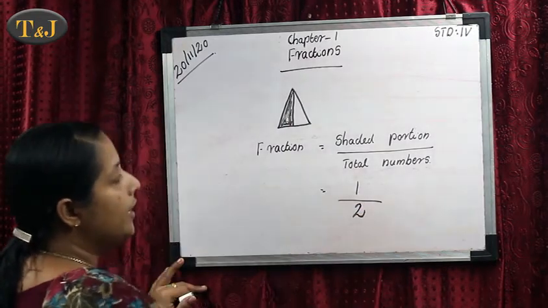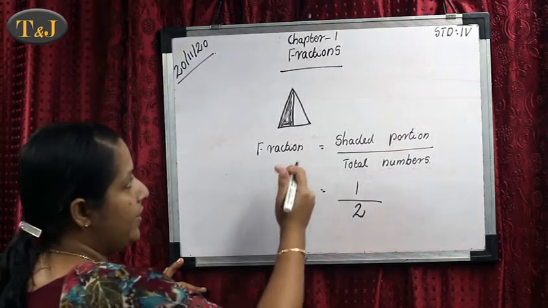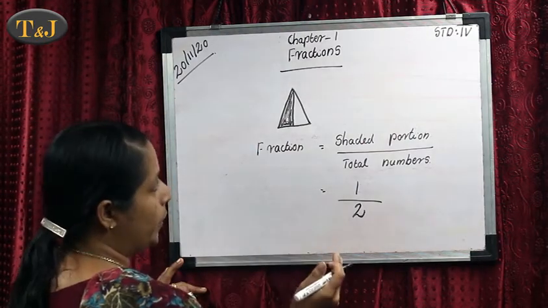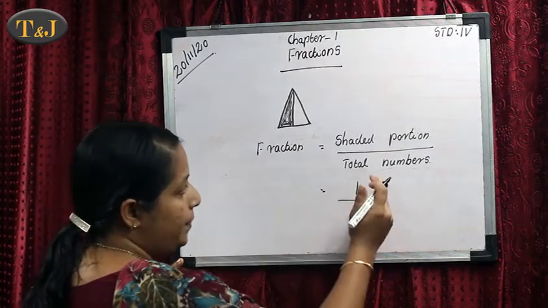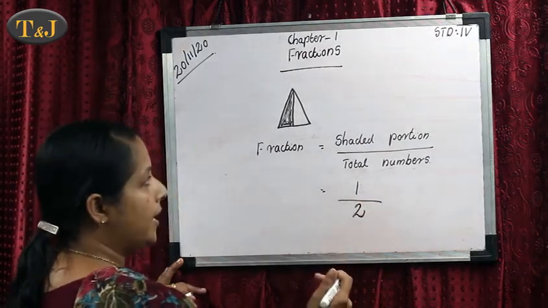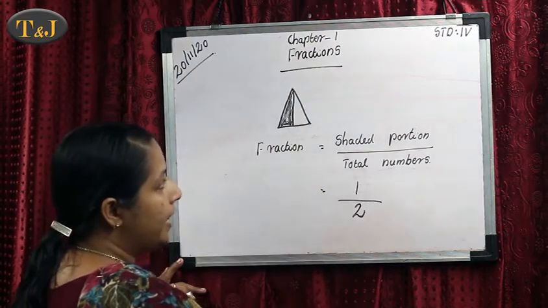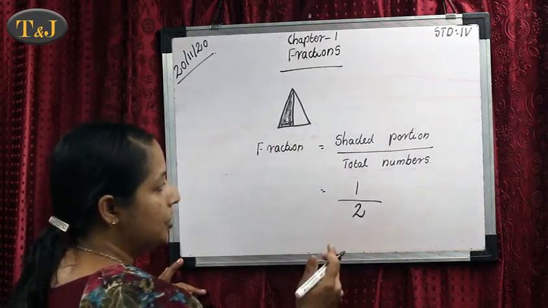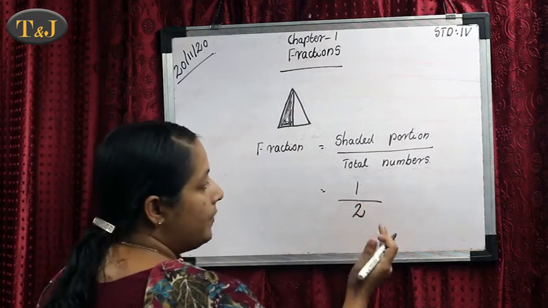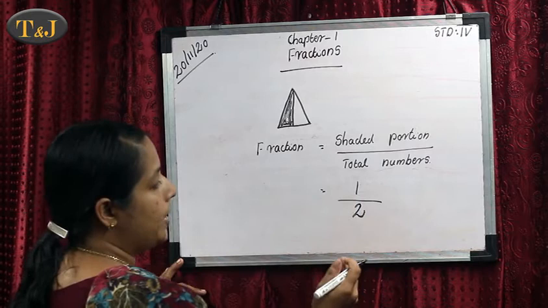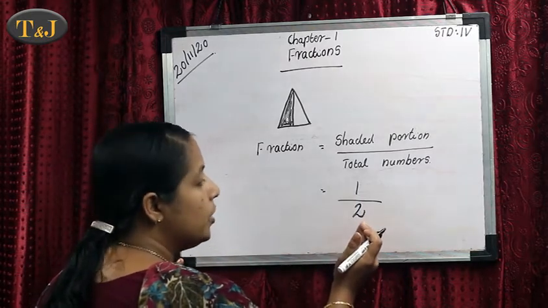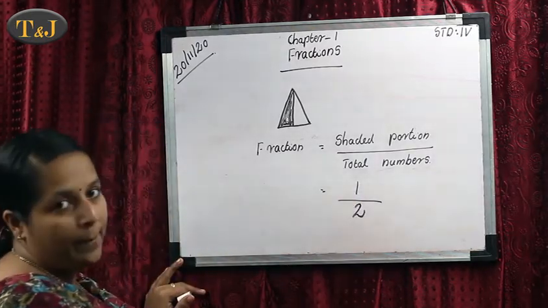Okay, then how can we find out the fraction? When a given figure is divided into two equal parts and one part is shaded, our fraction is the shaded portion divided by the total number. How many parts are shaded here? Only one part is shaded. That means 1 divided by the total number. The figure is divided into two equal parts, so the total number is 2. Therefore the fraction is 1 by 2.